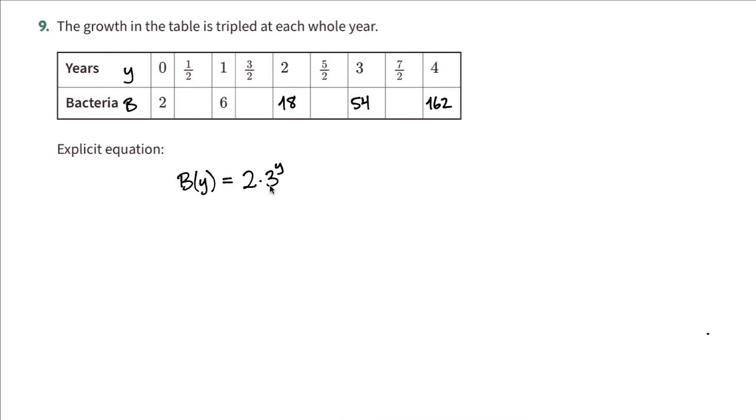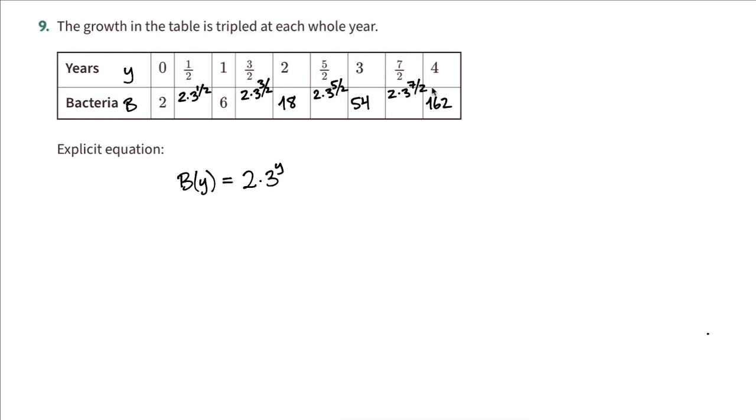And we can actually then fill in these other spots by using that exponent. And there's an exponential form, which I'll write here. So 2 times 3 to the 1/2. And then 2 times 3 to the 3/2. And 2 times 3 to the 5/2. And 2 times 3 to the 7/2.